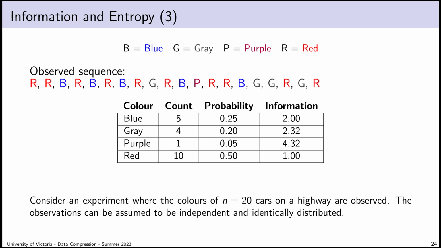So let's consider an experiment where I go and stand on the side of the highway and I watch cars go by. And I count, in this case, 20 cars that go by, and I observe the color of each car. So I've got red, then another red, then blue, then red. So it's a 2-lane highway, so I'm only going to see 1 car go in each direction at a time. Then blue, then red, and so on. So I observe 20 cars, and we make the assumption that each car is independent and identically distributed.